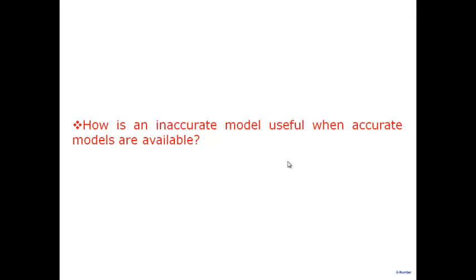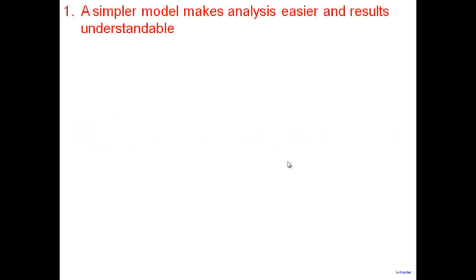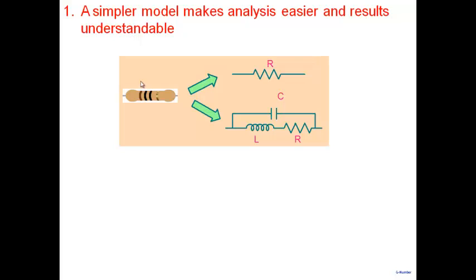Well, inaccurate means simplicity, right? So you value simplicity, right? So let's look into that. A simpler model makes analysis easier and results, this is more important, I would say, results understandable. Okay, let me show you an example here. Same resistor that you are seeing here. I have 2 different models. This one and I have another model which is over here, right?